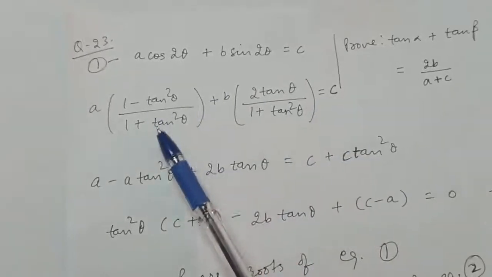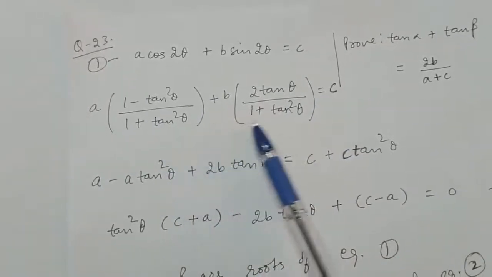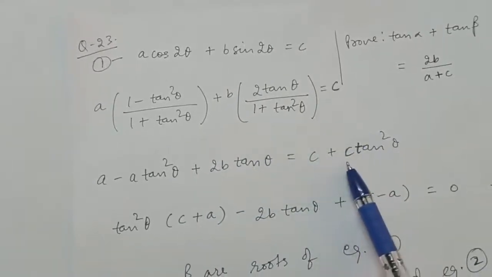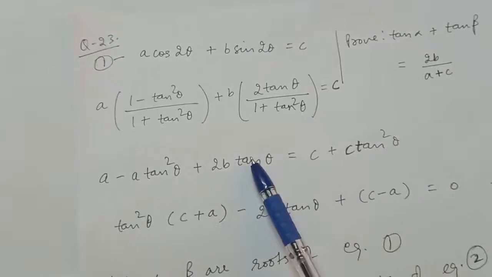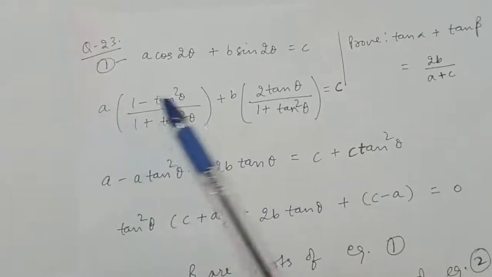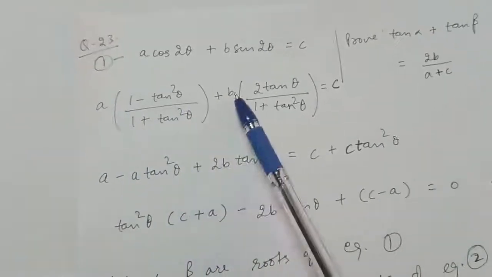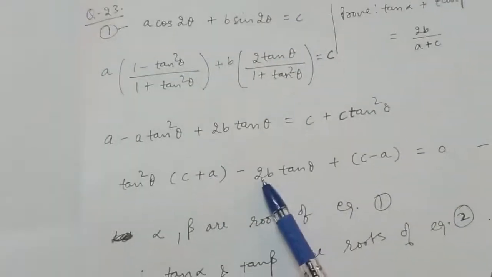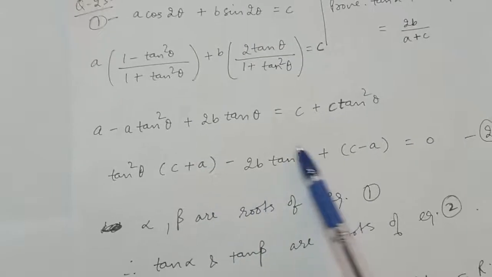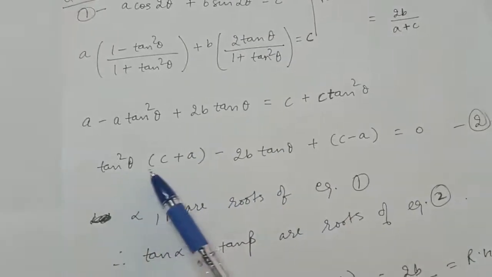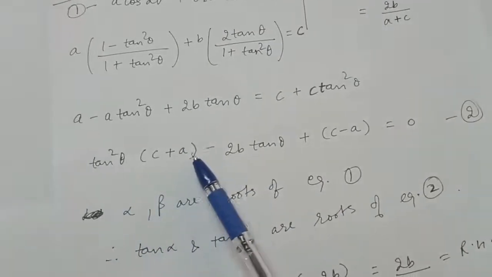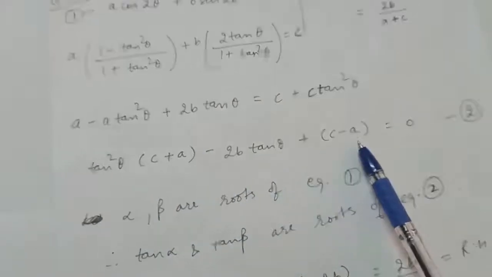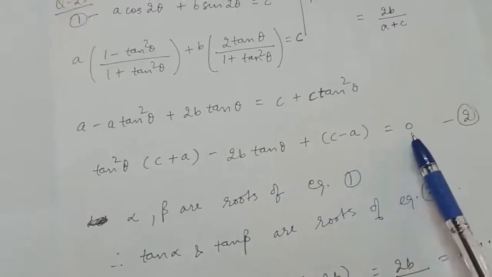Now take the LCM, 1 plus tan square theta will be the LCM and take it on this side. So it will be c plus c tan square theta, and here the numerator will be a minus a tan square theta plus 2b tan theta. Take these two terms this side, then you will get this quadratic equation, which is tan square theta into (a plus c) minus 2b tan theta plus (c minus a) equal to 0.